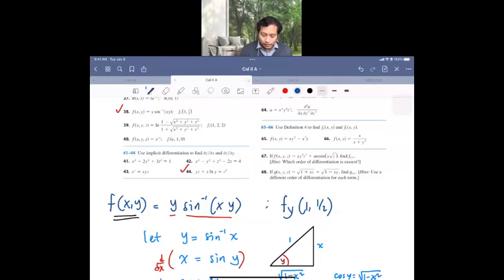So you need to find two answers, dz/dx and dz/dy. Let's start from x first. From x. Anyone find the answer for ∂z/∂x?